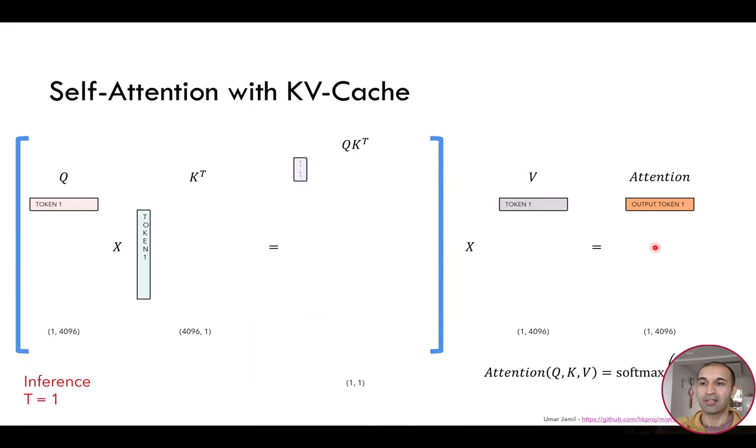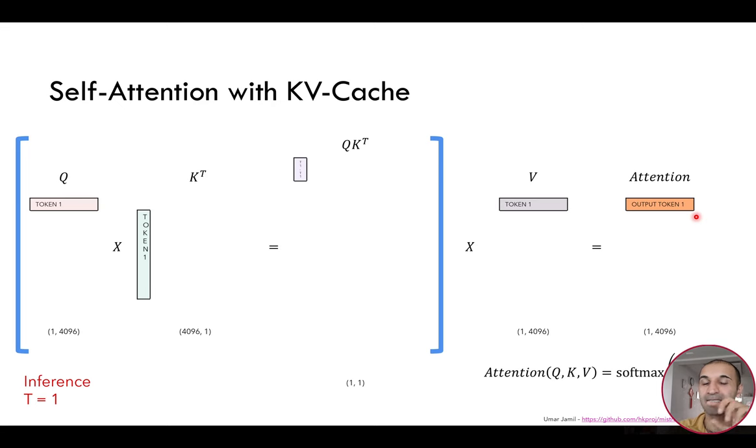What we do with the KV cache, again, we start from our first step of the inference. So we start from our start of sentence token, so the query is only the start of sentence token. We multiply by the transpose of the keys. This will produce a one-by-one matrix here. Then we multiply by the V, and it will produce our first token as output. We send it to the linear layer, then to the softmax, then we know which token it corresponds to.